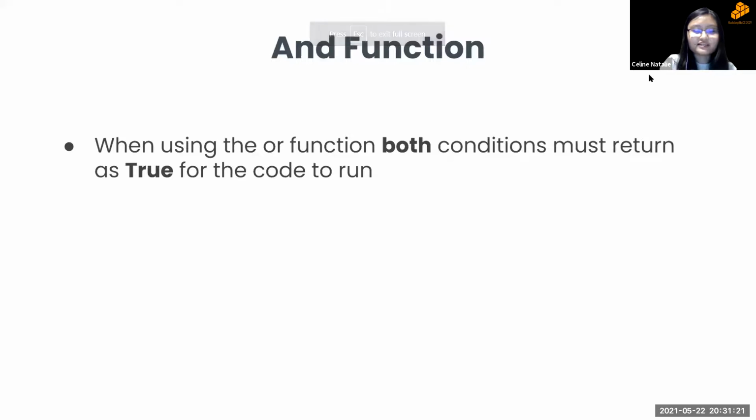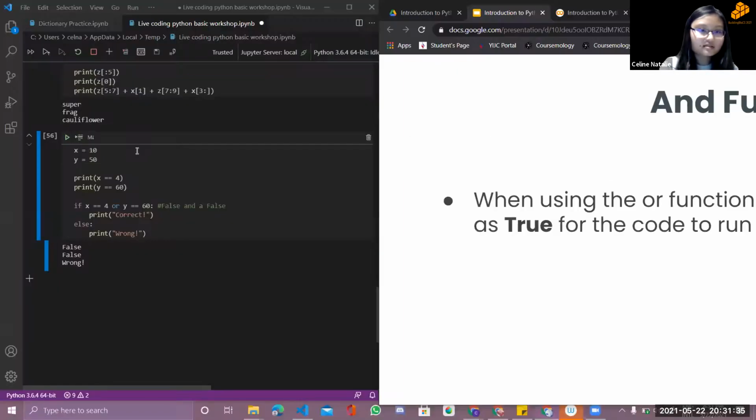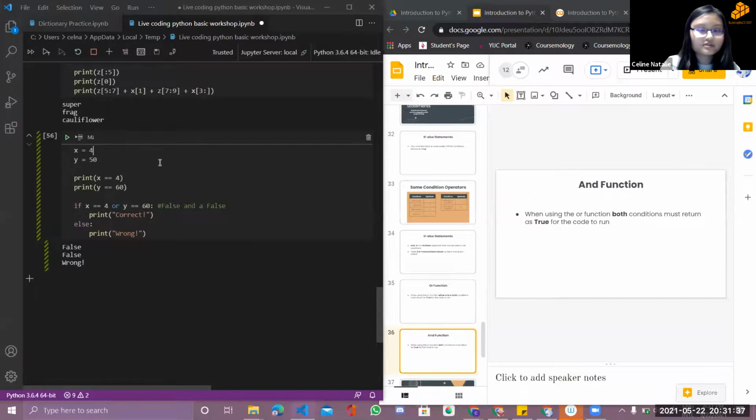So basically, if OR is the very lenient cousin, now you have AND, which is very strict. When you use the AND function, both conditions have to return as true for the code to run. Again, in this case, let's say I return x to 4 and y to 60. I change this part to AND.